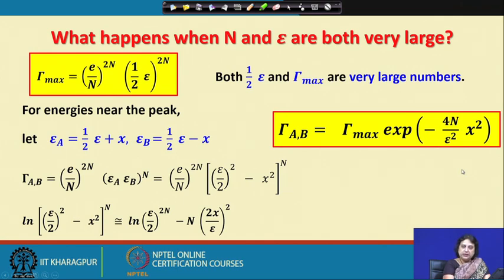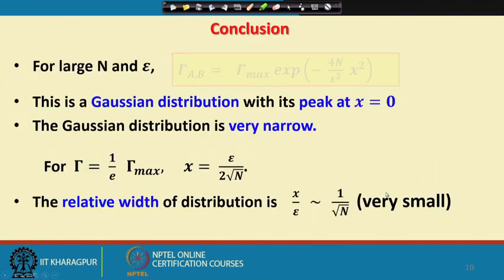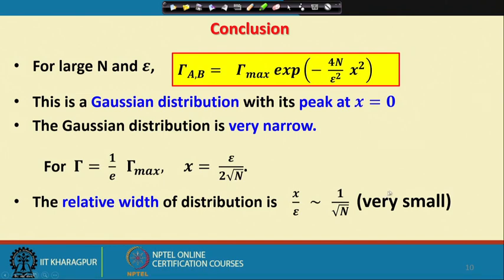So, this is basically the distribution of the number of microscopic states gamma, when you are looking at the distribution in terms of some quantity x that denotes departure from the location of the maximum. And this is a Gaussian distribution which rapidly falls off to 0 as we go away from the location of the maximum. So, the conclusions from all these treatments are as follows.